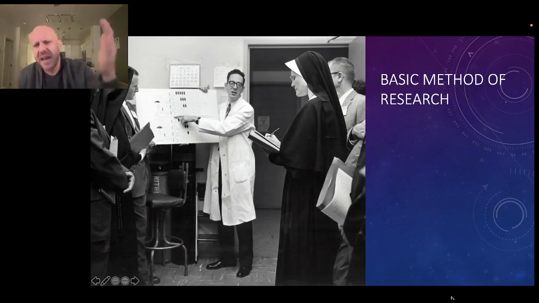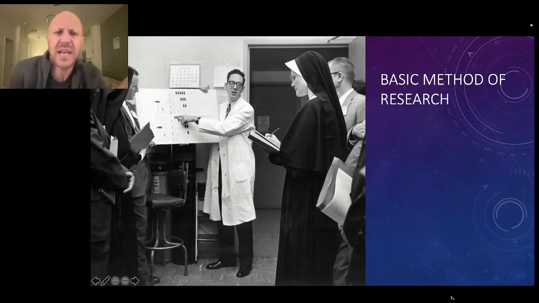Here's a basic method of research. If we were to break all research down, whether it's quantitative or qualitative, into its basic steps, what would those basic steps be? This might look familiar to you. Generally, research starts with a question.